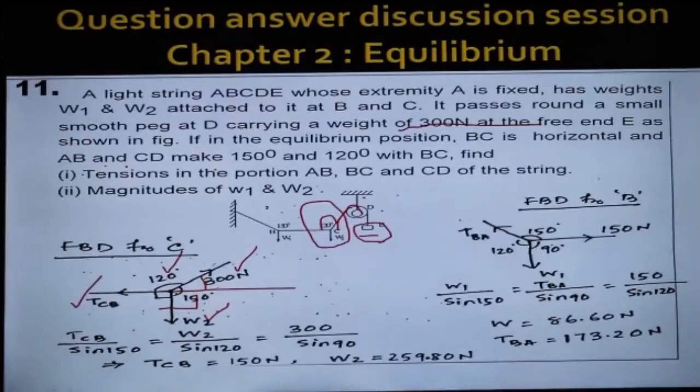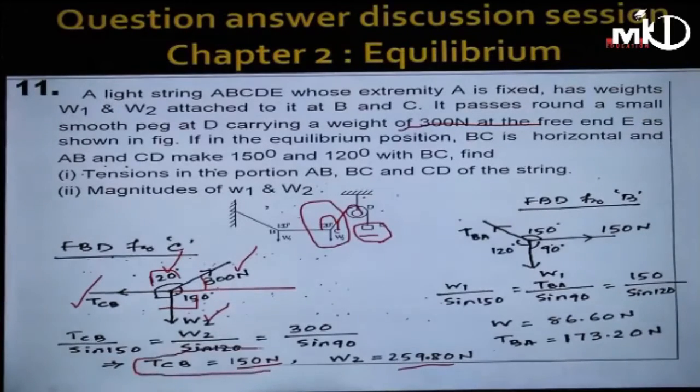Now you use Lami's theorem: TCB by sin 150 equals W2 divided by sin 120 equals 300 by sin 90, so that you get TCB equal to 150 Newton and W2 equal to 259.8 Newton. This TCB is important because we have to use it again while applying Lami's theorem at point B.